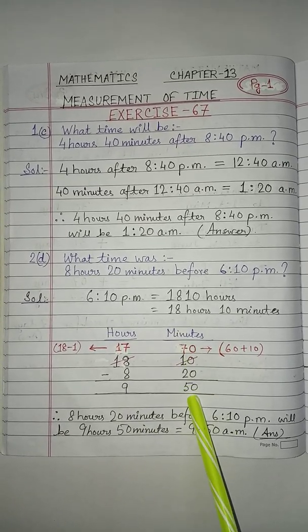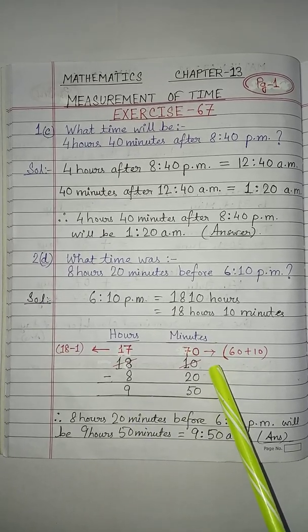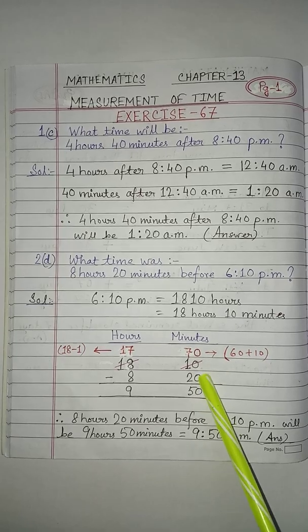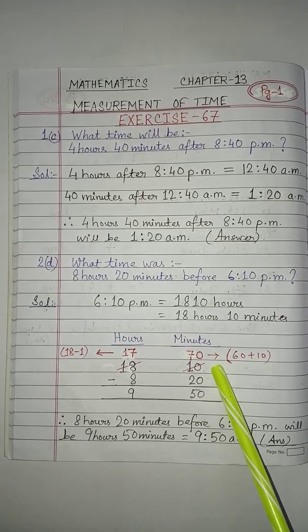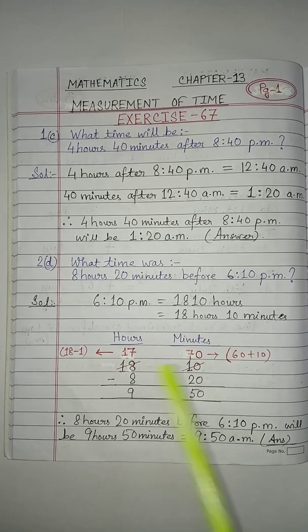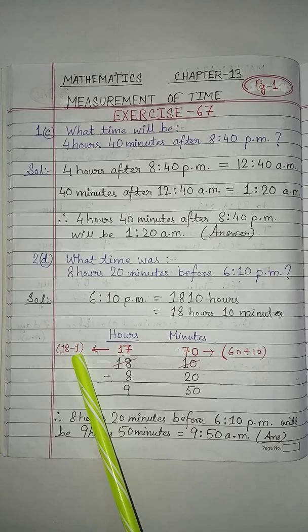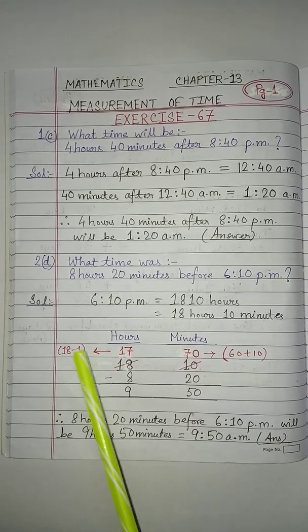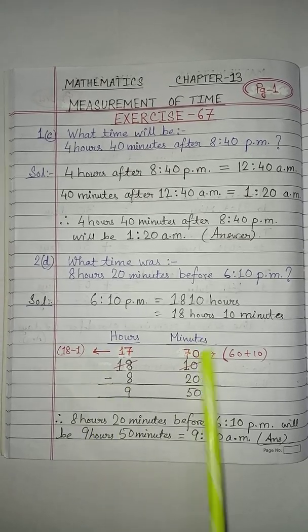First I have to subtract the minutes column, then I have to subtract the hours column. Now in the minutes column, as you all can see, I was supposed to subtract 20 minutes from 10 minutes, which is not possible because 10 is a smaller number than 20. So I have borrowed 1 hour from the hours column. Now as you all know that 1 hour is equal to 60 minutes. Therefore after borrowing 1 hour, I have converted it into 60 minutes.